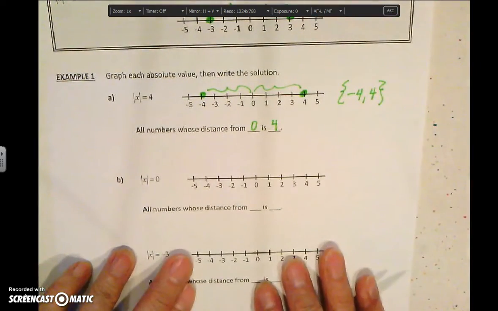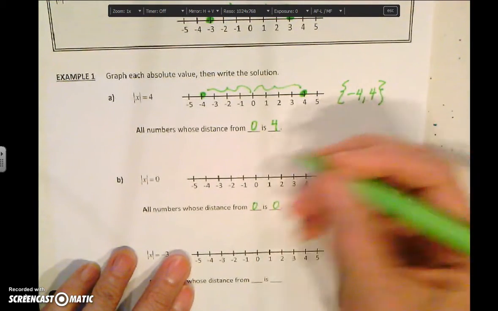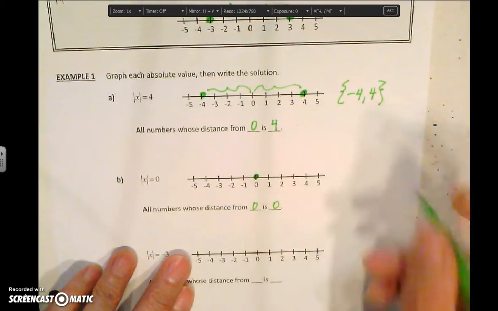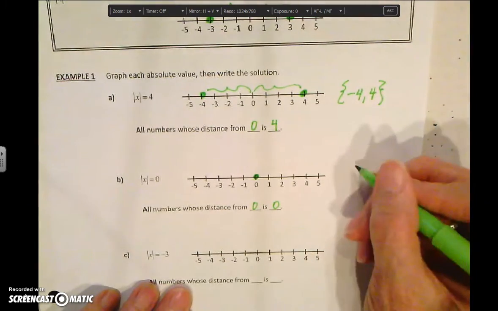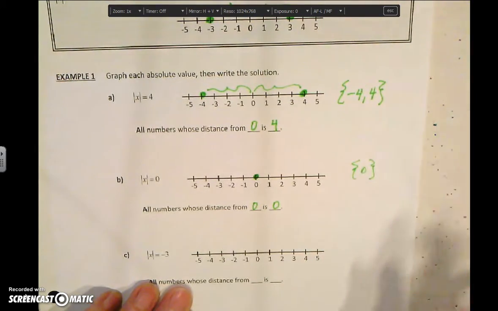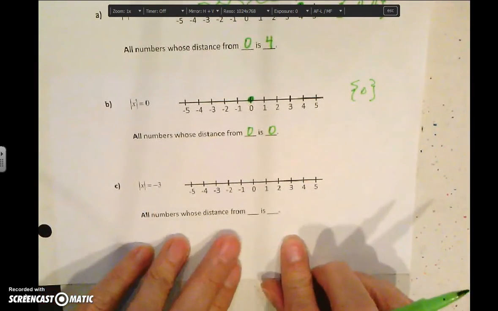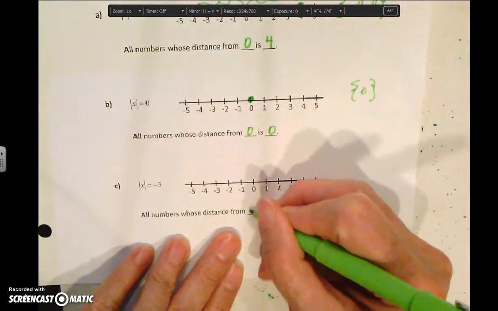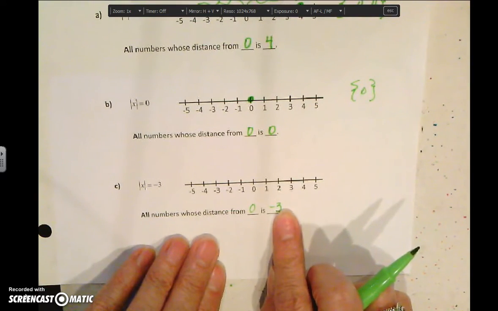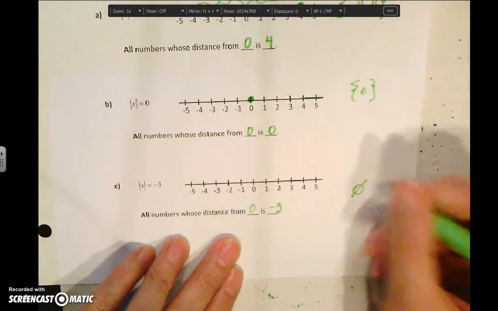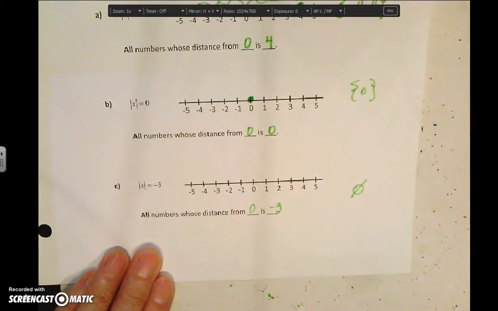B, the absolute value of x is 0, so all numbers whose distance from 0 is 0. There's only one that's going to fill the bill there, and that's just the 0. 0 is the only one, so my answer on this one is 0. And C, the absolute value of x is -3. So all numbers whose distance from 0 is -3. Well, distance can't be negative, so this one is no solution. It's not possible for an absolute value to be negative.